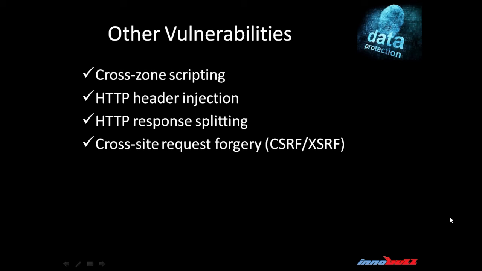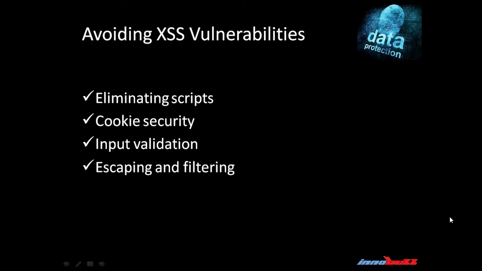Apart from cross-site scripting, there are several other vulnerabilities which are closely related, such as cross-zone scripting, HTTP header inspection, HTTP response splitting, and cross-site request forgery. We shall now look into some of the ways in which cross-site scripting vulnerabilities can be avoided. Preventing such attacks takes a lot of dedication and research time during development and testing. Some of these processes could help streamline the problematic aspects of web applications. These methods include, but are not limited to, eliminating scripts, cookie security, input validation, and escaping and filtering.